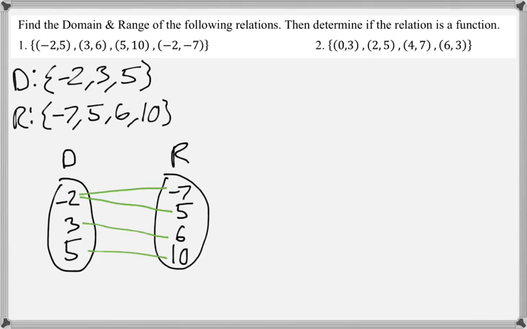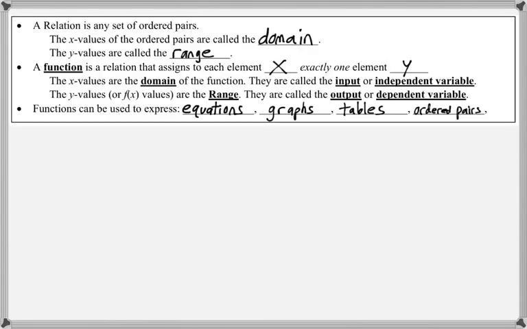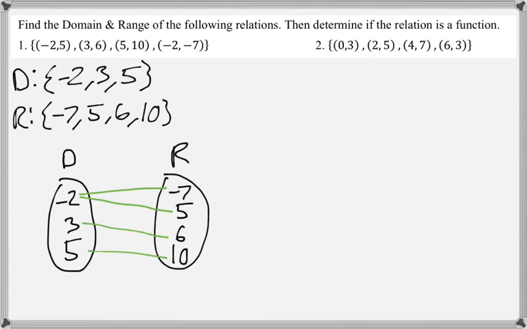Now, in order to be a function, if we look back at the definition, a function is a relation that assigns to each element x exactly one element y. That is not the case here, because the -2 is getting mapped to 2 different y values. So we can't have that. So no, this is not a function.